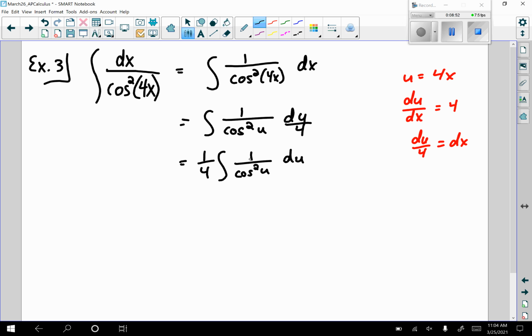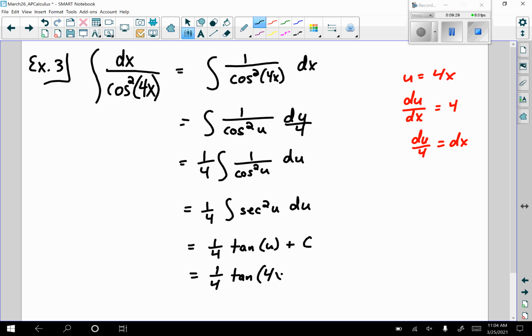Now I know we took the integral of cosine squared x. That's not this case. So here we actually want to use a trig identity, and the reciprocal of this is just going to become secant squared u. And that should be pretty helpful. What we're trying to think here is what trig function, when we take the derivative of it, will give us secant squared u. And hopefully you're thinking tangent. So this becomes 1/4 tangent u plus c. And then we just bring the u equals 4x back. So it's 1/4 tangent of 4x plus c.